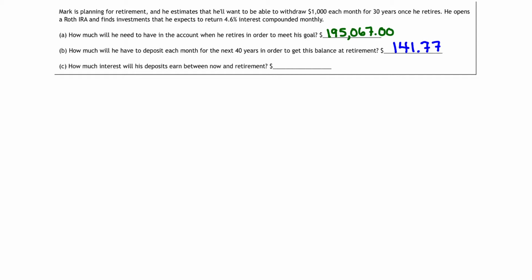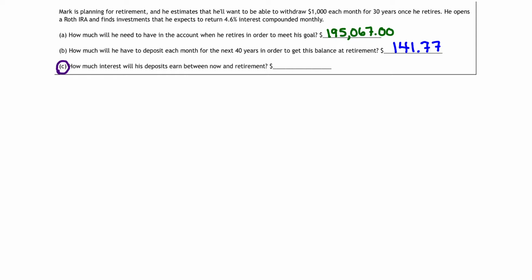In this video, we proceed and solve part C, which is how much interest will Mark's deposits earn between now and retirement. This one's solved a little differently than parts A and B. Let's put our thinking caps on and let's talk through this.